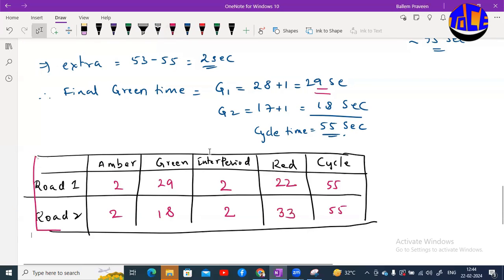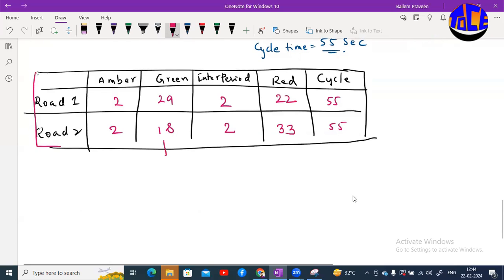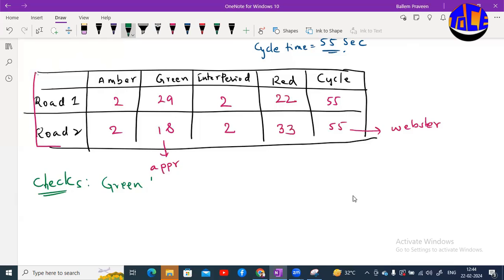Now we have to check whether the green time we have provided is sufficient or not, as well as whether the cycle time provided is sufficient or not. For checking the green time, we will be using the approximate method itself, and for checking the cycle time we are going to use the Webster method.